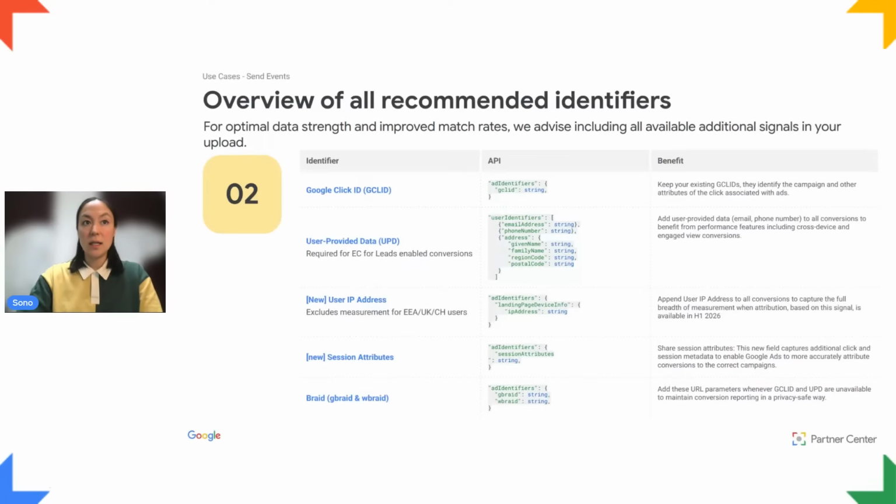User provided data is defined within the user identifier object. And here you can see the definition. Ideally, you send as many parameters as possible. Remember that in some areas, especially the IP address in the EEA, UK, it's not required to send those because it's excluded for measurement purposes in those areas. But for all of the others, if you're able to send them, it's recommended to have them available.